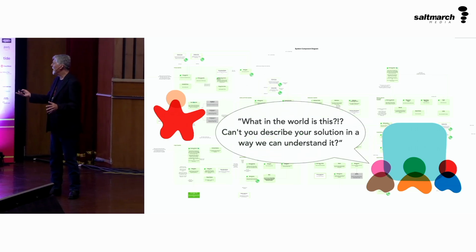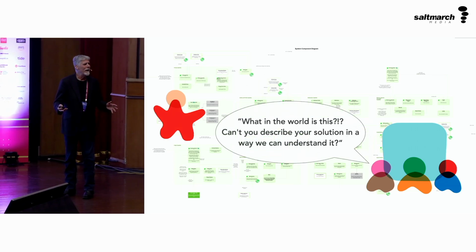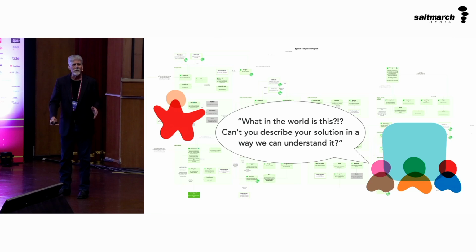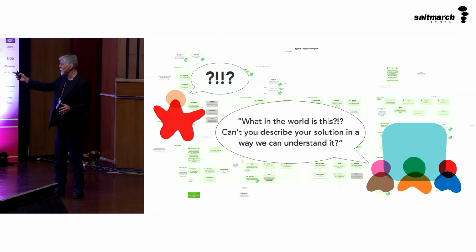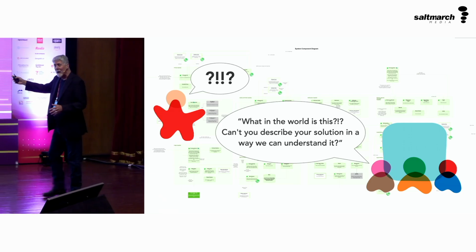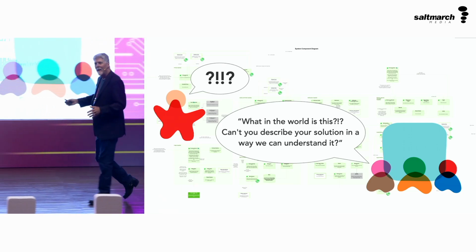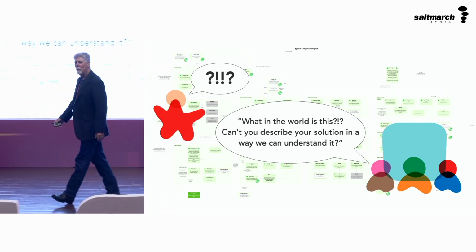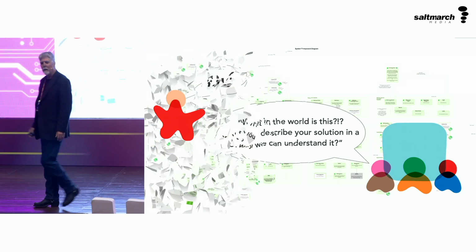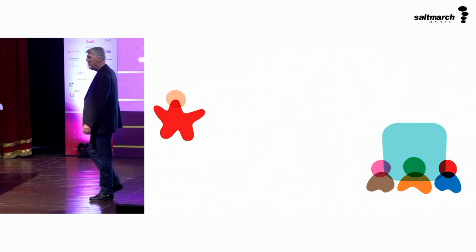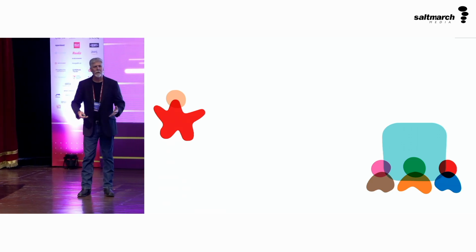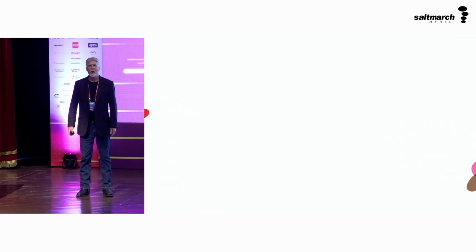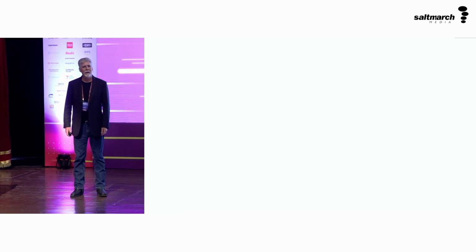I mean, can't you describe your architecture solution in a way I can understand it? And of course, as the architect, it's like, I did. That is my architecture. I gave you the diagram for it. And the whole world basically comes crumbling down. And this is the point where these two parties, the architects and any kind of stakeholders, just kind of stop talking to each other. Yes. Yikes.